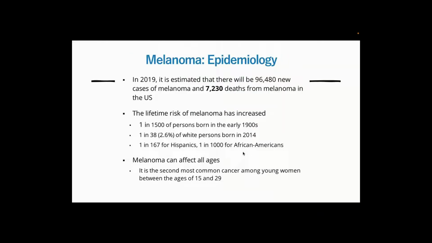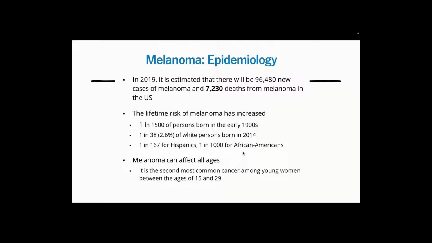All right, so now we're going to talk a little bit about the common types of skin cancer we see. We talked about melanoma. Melanoma, out of all the skin cancers, is the most scary. It definitely has the highest risk of death of all the skin cancers. So it's one to be aware of, how it looks and how to detect it. In 2019, it is estimated that there will be 96,480 new cases of melanoma and 7,230 deaths from melanoma in the US. The lifetime risk of melanoma has increased.